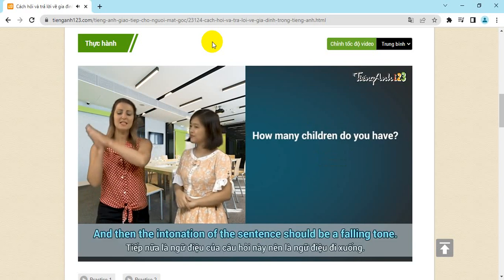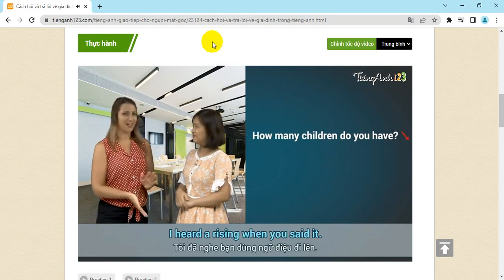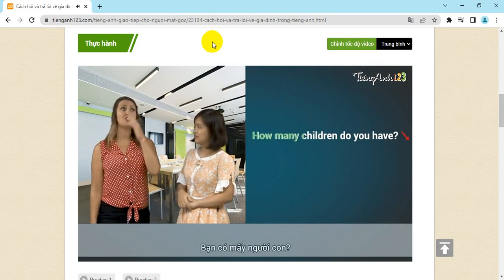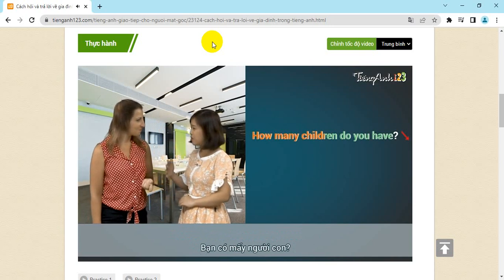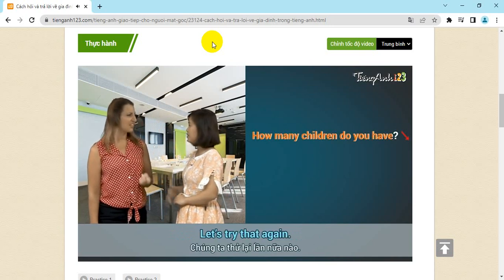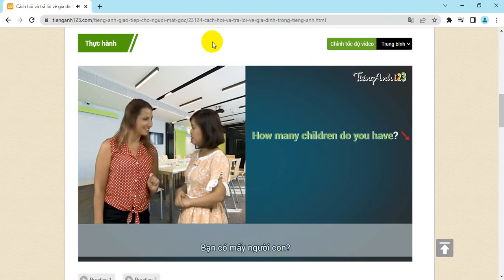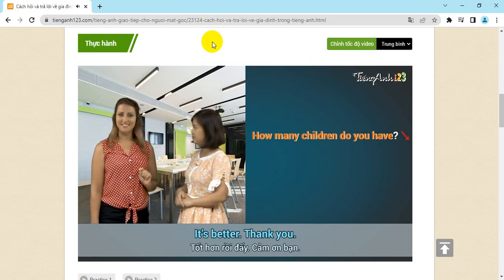And then the intonation of the sentence should be a falling tone. How many children do you have? I heard a rising tone when you said it. So let's try again. How many children do you have? How many children do you have? Let's try that again. How many children do you have? It's better. Thank you.